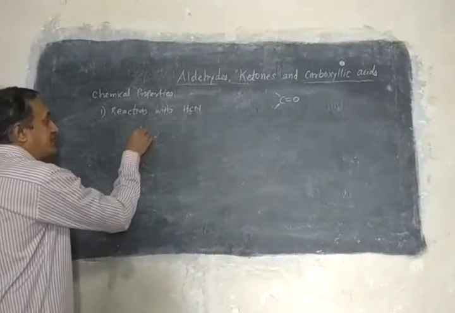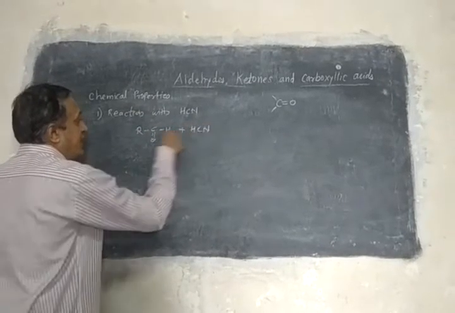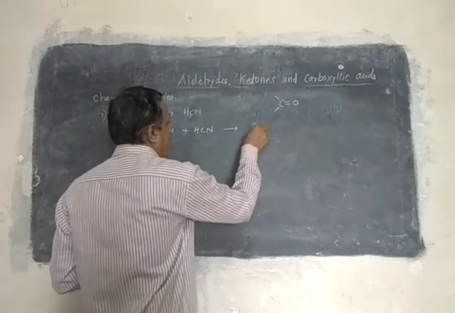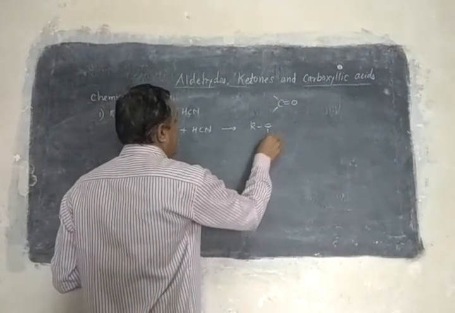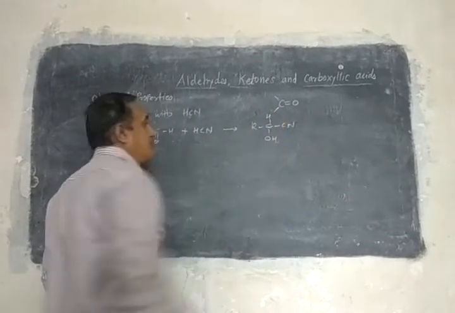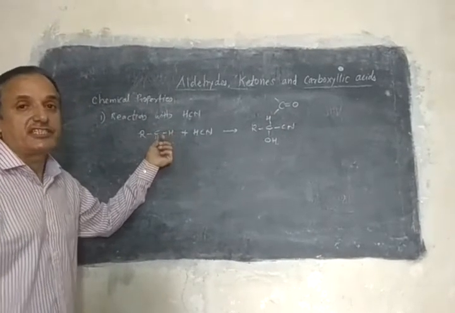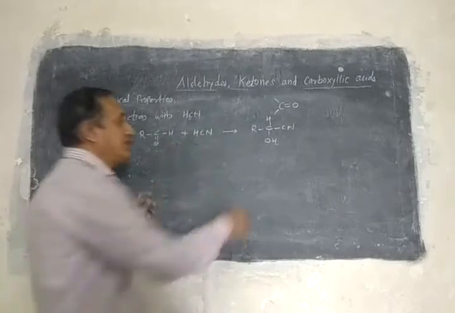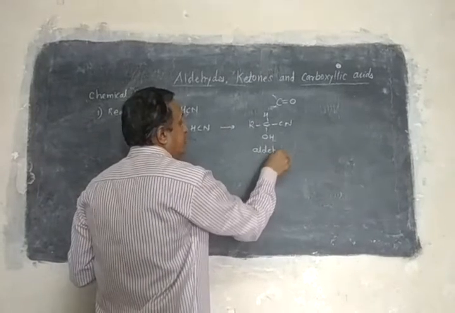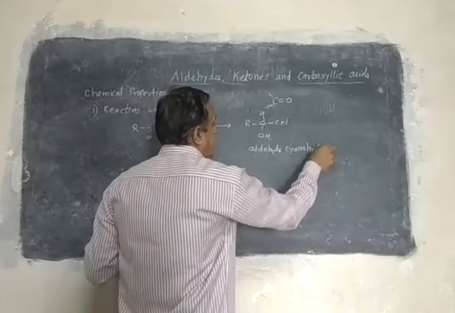So when an aldehyde reacts with HCN, the H and CN add across the carbonyl carbon, and we get R, C, with OH, CN, and H. This hydrogen and CN are added across the carbonyl carbon, and the product is called aldehyde cyanohydrin.